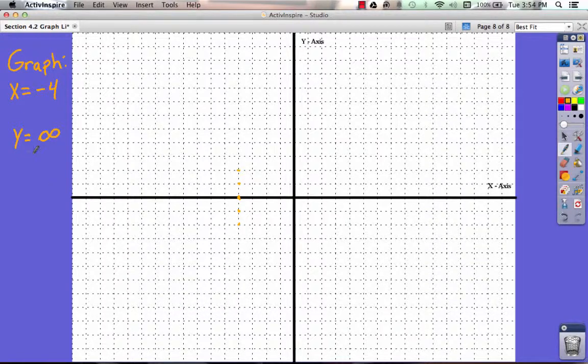So what that's telling you, when you have x equals negative 4, is that you have a vertical line at negative 4, because all the y values are infinite and the only value x can be is negative 4.